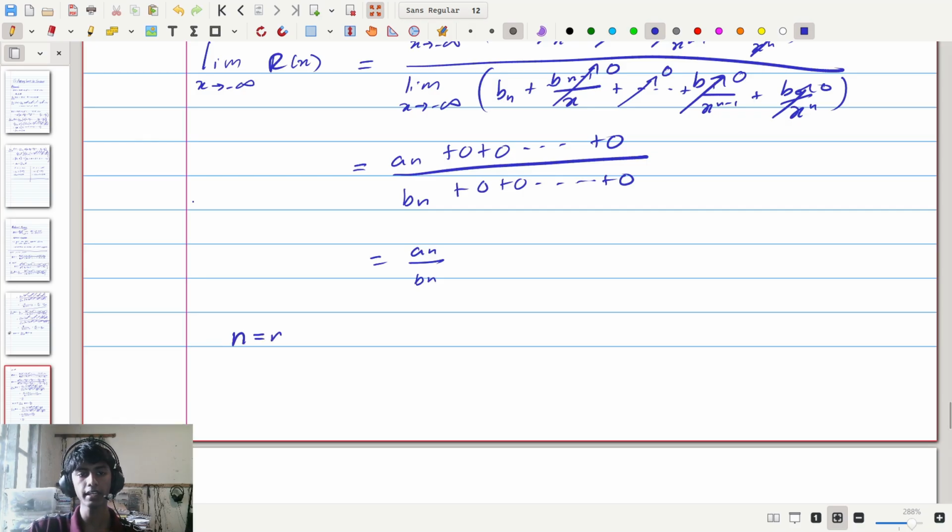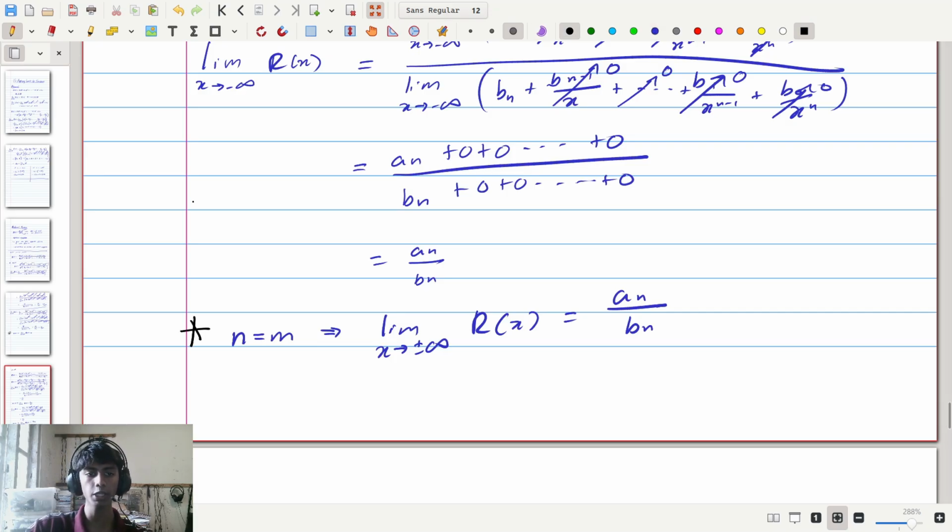So we can write in general, in the case where I'll actually have to put that as a star, when n equals m, this means that the limit as x approaches either the positive or negative infinity, both of them do the same thing, of R of x is equal to a sub n divided by b sub n, where a sub n and b sub n are the leading coefficients of the numerator and denominator of R of x respectively.